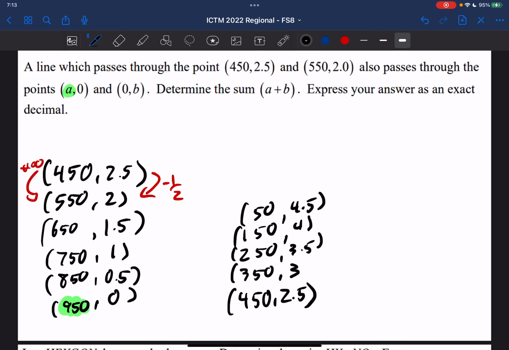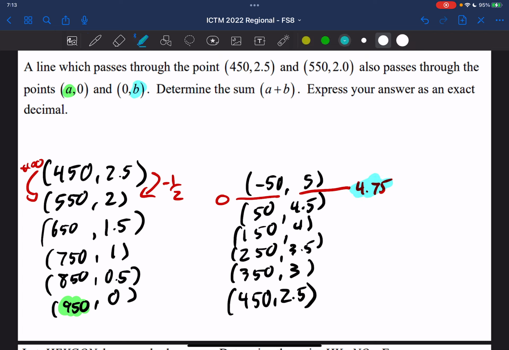Now here's where people will get a little bit confused, because the next number is going to be -50, 5. But what we want is 0. So what's halfway in between 5 and 4.5? Well, that's going to be 4.75. So that's going to be our value for B.